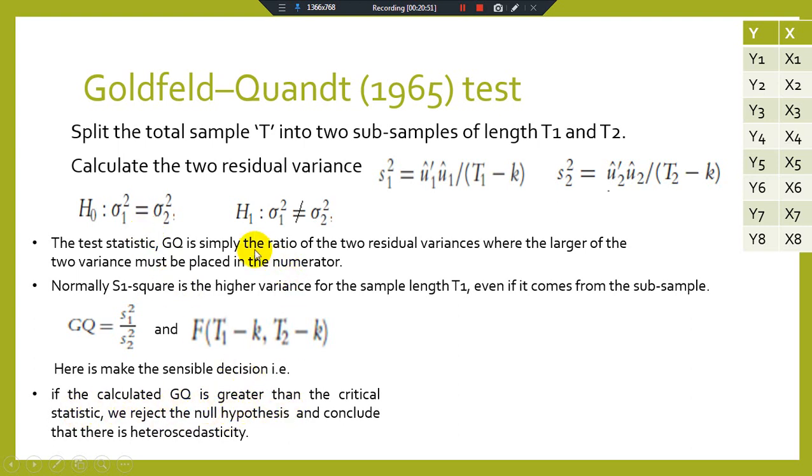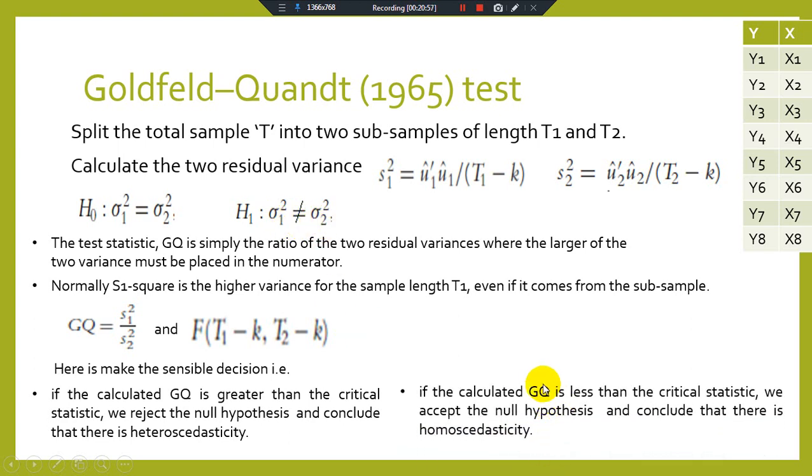When you are rejecting the null hypothesis, keep in mind there is heteroscedasticity. But if GQ, this is your calculated or estimated part, is less than this part, you can say the critical statistic, then you are going to accept the null hypothesis. And when you are accepting the null hypothesis, then you have to conclude that there is homoscedasticity in your data. So keep it in mind, when you are accepting the null hypothesis, there is homoscedasticity, and when you are rejecting the null hypothesis and accepting the alternative, then there is heteroscedasticity in your data.